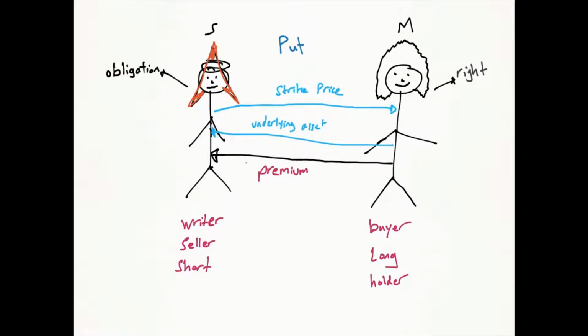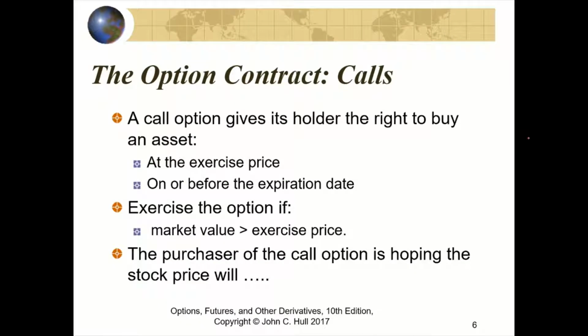Again, you will notice that whether we are dealing with call or put options, we always have a buyer and we always have a writer. The writer always receives the premium. The buyer or the holder always has the right to exercise. Now, an important element in any call option contract is that it gives the holder the right to buy the underlying asset at the exercise price, which is called the strike price, on or before the expiration date.